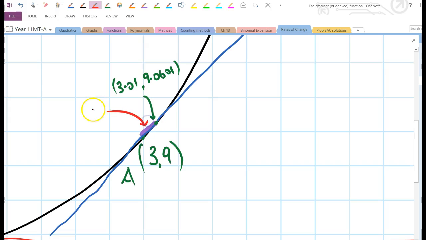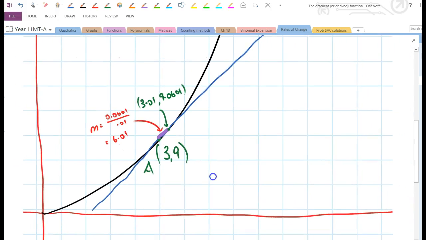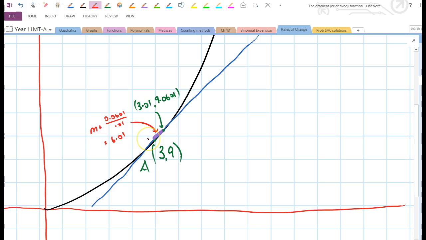All right, we've gone in here and said m equals 9.0601 minus 9, so it's 0.0601, that's the rise over the run, which is 0.01, and that gets us 6.01. We looked at it before, we know that actually the gradient of the blue line is 6. So the purple line is 6.01. That's pretty close, and that's what we've been doing, the approximation.